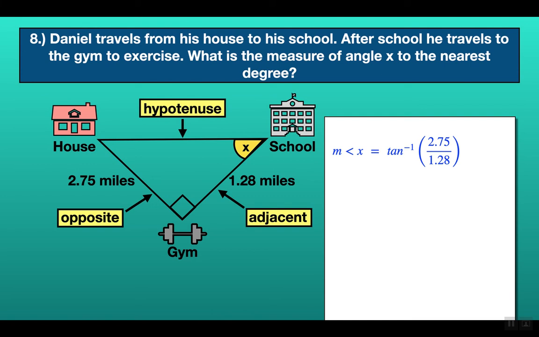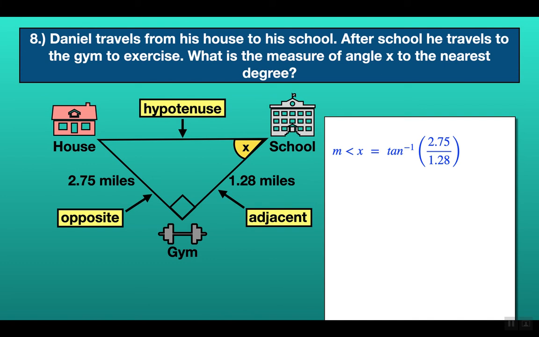So the way you figure out the measure of this angle is the way that I wrote it. By the way, when I taught this to my students, I recommended that you write it my way, because the way that I'm writing it tells you exactly what we're looking for, and it kind of tells you exactly what to do in the calculator. So I highly recommend that you write it this way. What are we looking for? We're looking for the measure of angle X. So my equation says the measure of angle X equals the inverse of tangent, parentheses 2.75 divided by 1.28.